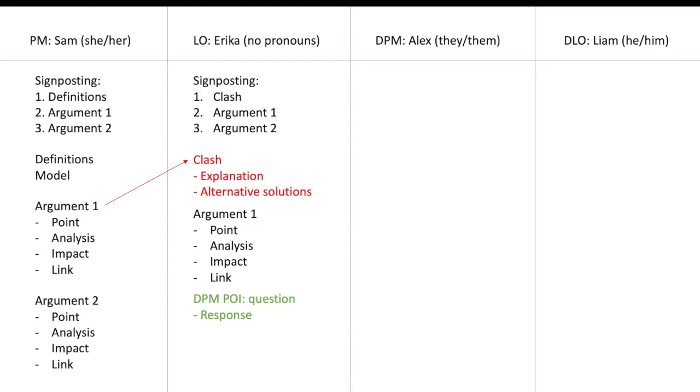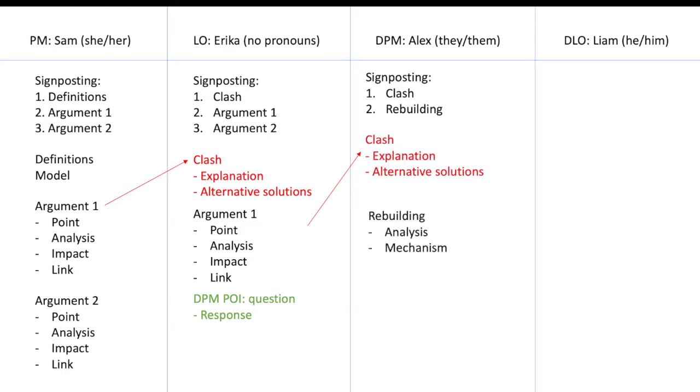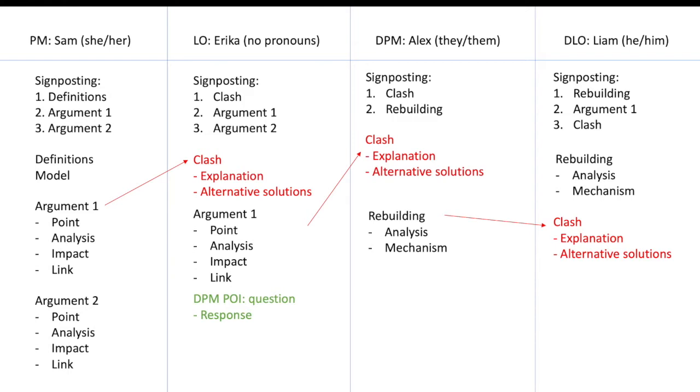Moving on to the Deputy Prime Minister in this case, same thing. Start off at signposting. Again, track your clash. And in this case, they chose to do rebuilding instead of bringing a new point. Moving on to the DLO, same thing. Signposting, then rebuilding. And it appears that they ran out of time at the end of their clash, so they didn't really get to the argument that they were going to bring up.